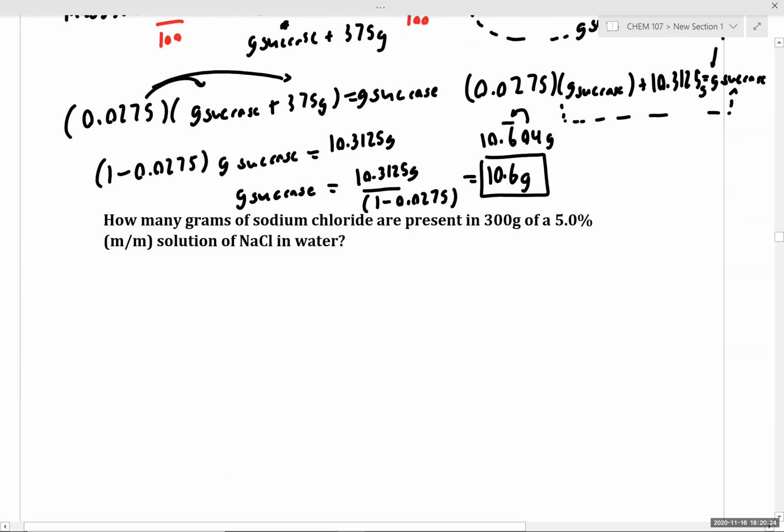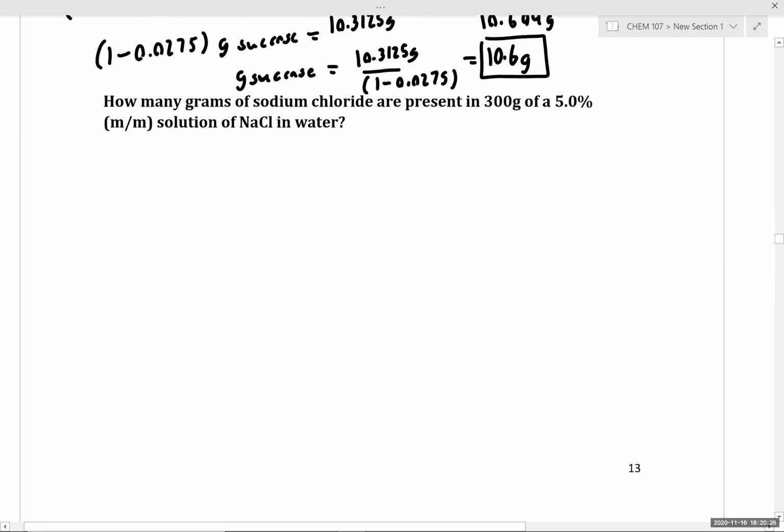Okay then, let's try to apply what we've learned, and I'd like you to tell me how many grams of sodium chloride are present in 300 grams of a 5% mass over mass solution of sodium chloride in water. Just like the previous problem, you're going to write out your known quantities, and then solve for the unknown quantity. So let's work on this example for about 2 to 3 minutes, and then we'll discuss.